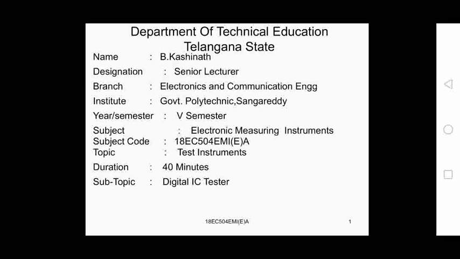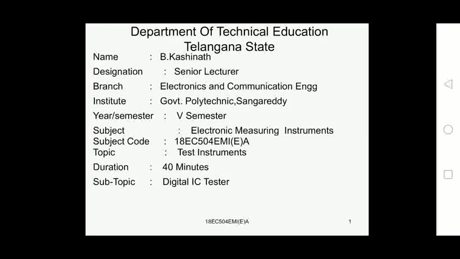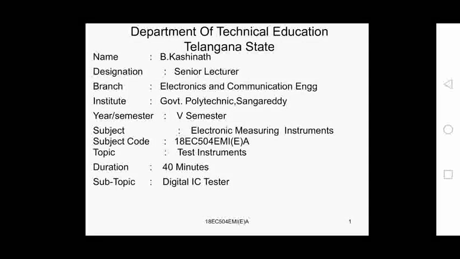In the previous class we have discussed what test instruments are. Test instruments are instruments which are used for testing various electronic equipment used in all types of industries, educational institutes, R&D, and scientific labs. In all these vast application areas we are using test instruments, and these consist of Q meter, digital IC tester, logic analyzer, logic probe, spectrum analyzer, XY recorder, XY plotter, like this.